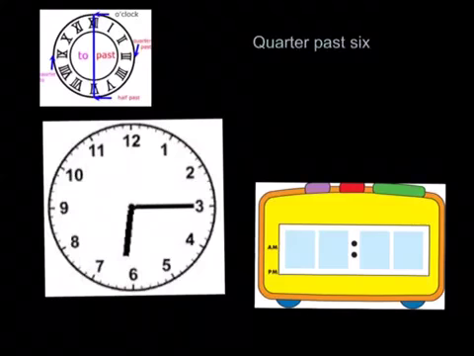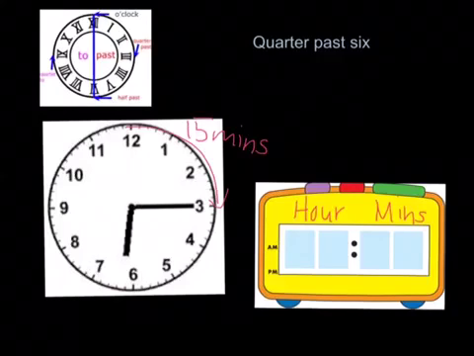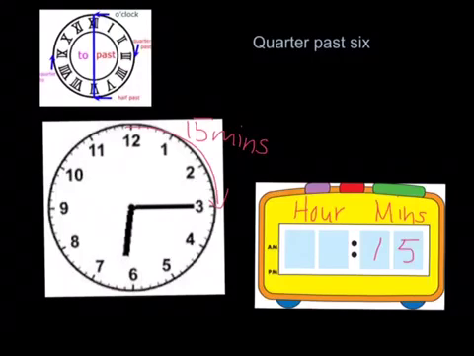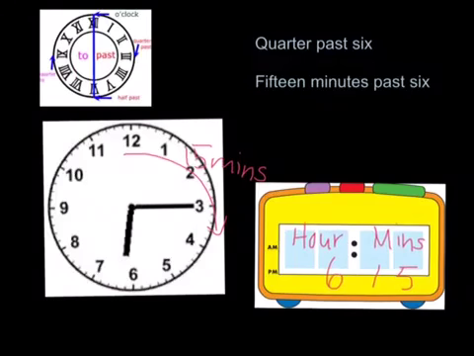So you might see it written like that with words. Now let's think about how this might be displayed on a digital clock. Remembering that we write the hour on this side and the minutes on this side. When it's quarter past, the minute hand has travelled 15 minutes around the clock. Okay, so we know that in the minutes section, we write 15. In the hours part, we look at where the hour hand has just passed, and it's just gone past the 6. So this is quarter past 6, or sometimes you might hear people say 15 minutes past 6.